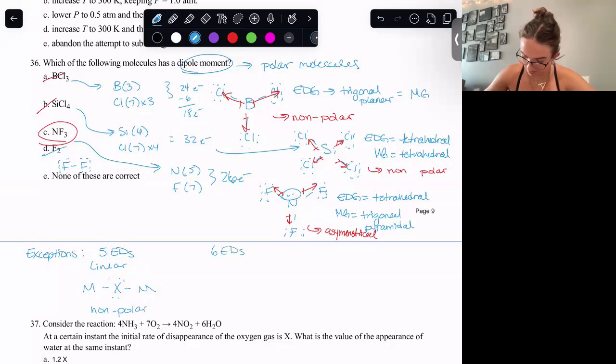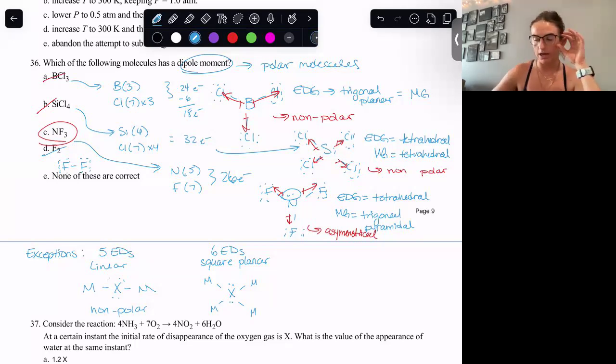And the other one is when you have 6 electron domains. This is square planar. This is when you have a central atom and 4 atoms bonded to the central atom, and then 2 lone pairs. Your equatorial atoms are still bonded, and your axial positions are your lone pairs.